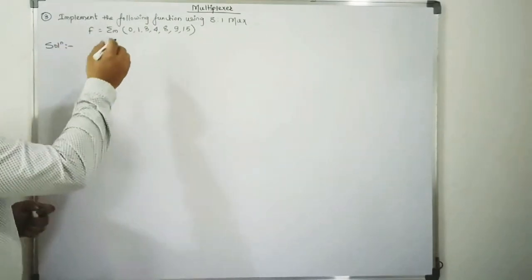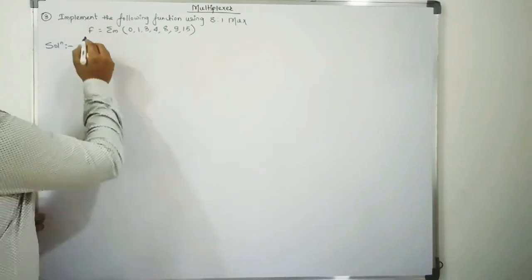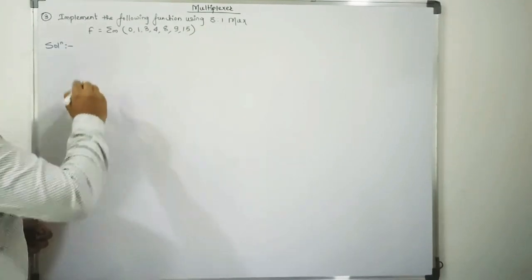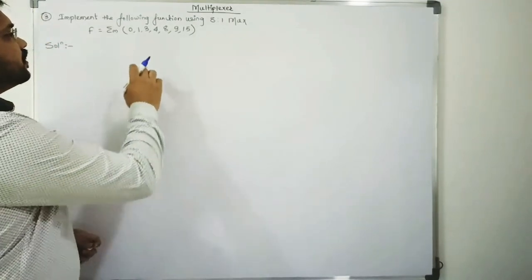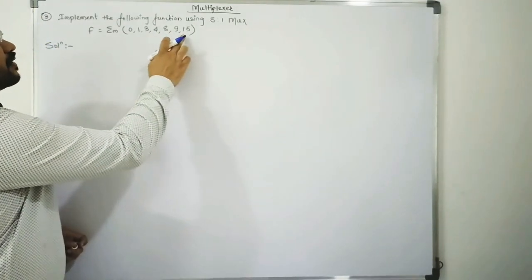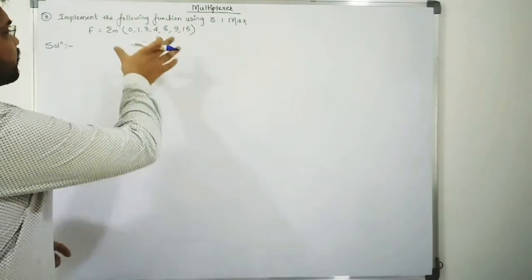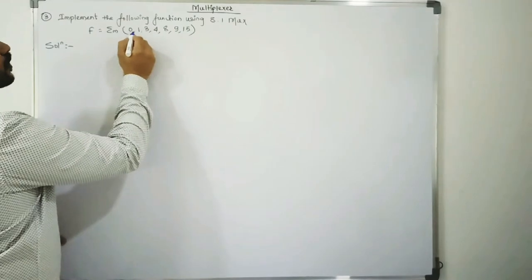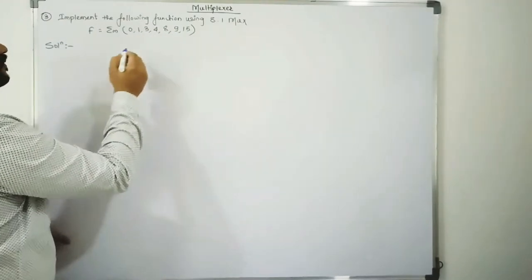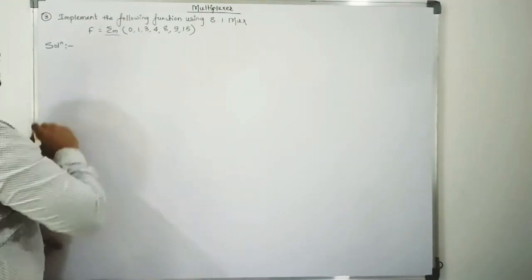The function f is given. That function f is equal to summation minterms 0, 1, 3, 4, 8, 9, 15. Okay, the function is given in the form of 0 to 15, that is 0, 1, 3, 4, 8, 9 and 15 as summation minterms.